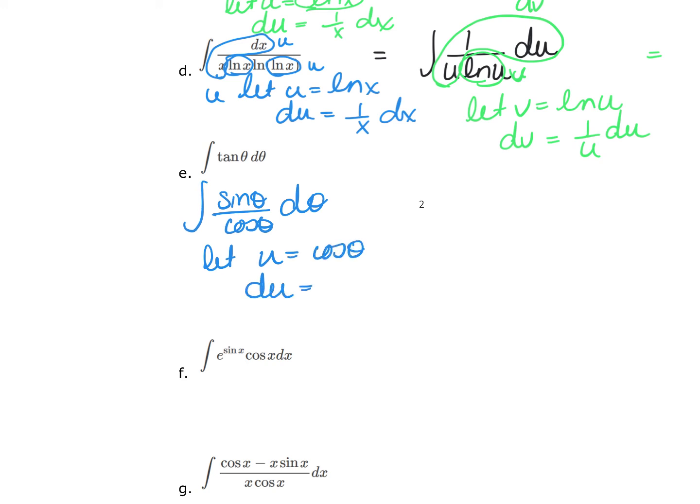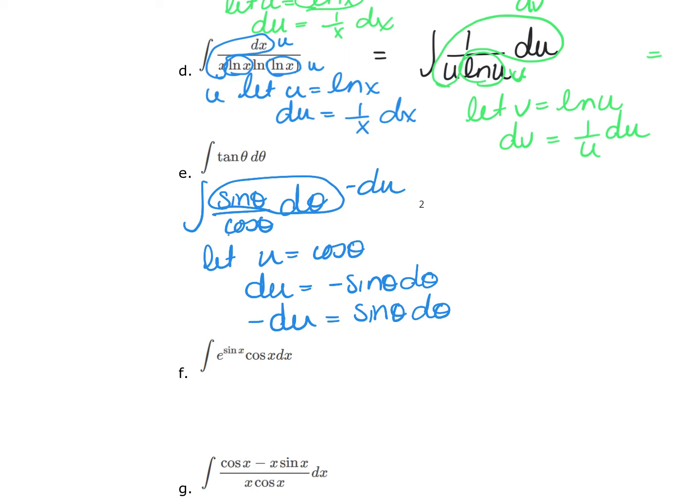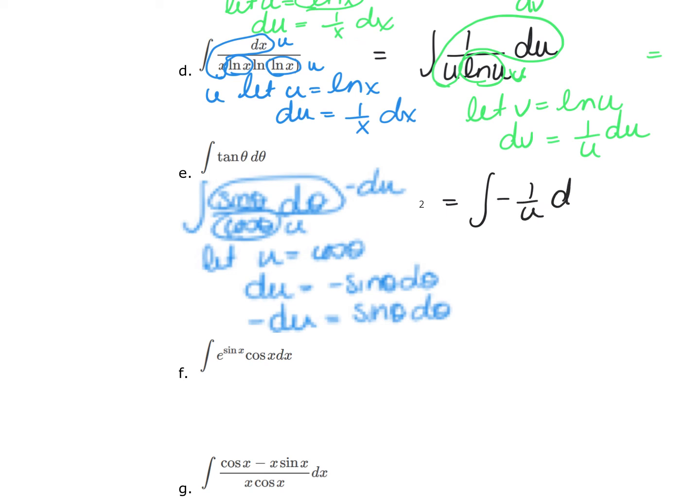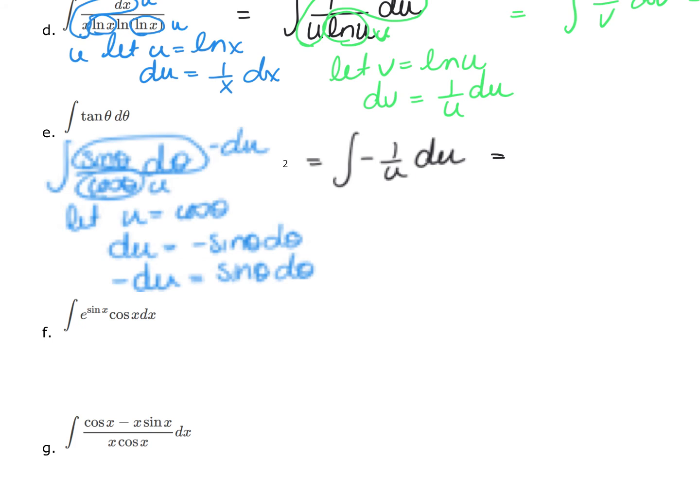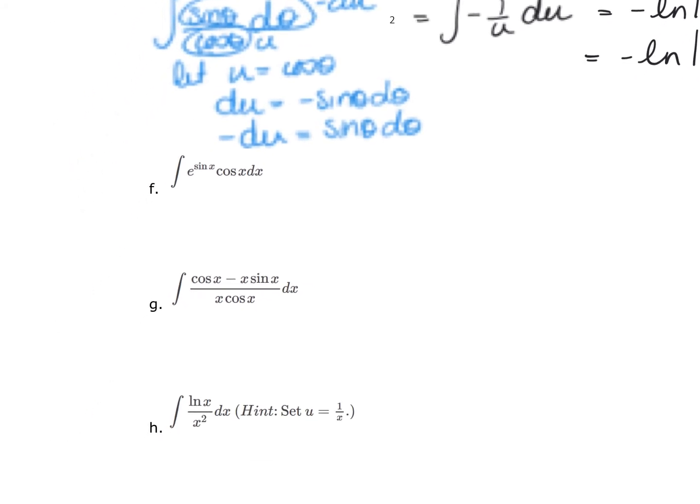That means du would equal negative sine theta d theta. That means negative du must be equal to the sine of theta d theta. Bam! This is equal to negative du. This is equal to u. So then this becomes the integration of negative 1 over u du, which becomes negative the natural log of the absolute value of u plus c, which is the negative natural log of the absolute value of cosine of theta plus c. That's kind of nice.